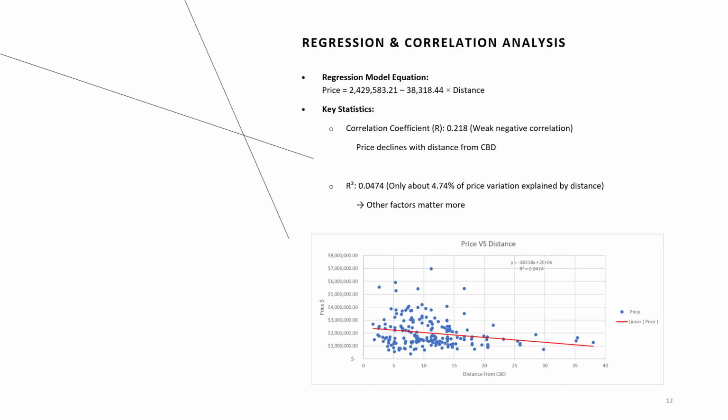0.0474, or 4.74% of price variation, tells us the distance only explains a small portion of the variation in prices, suggesting that many other factors may impact property values, such as property features, demand, and regional desirability.